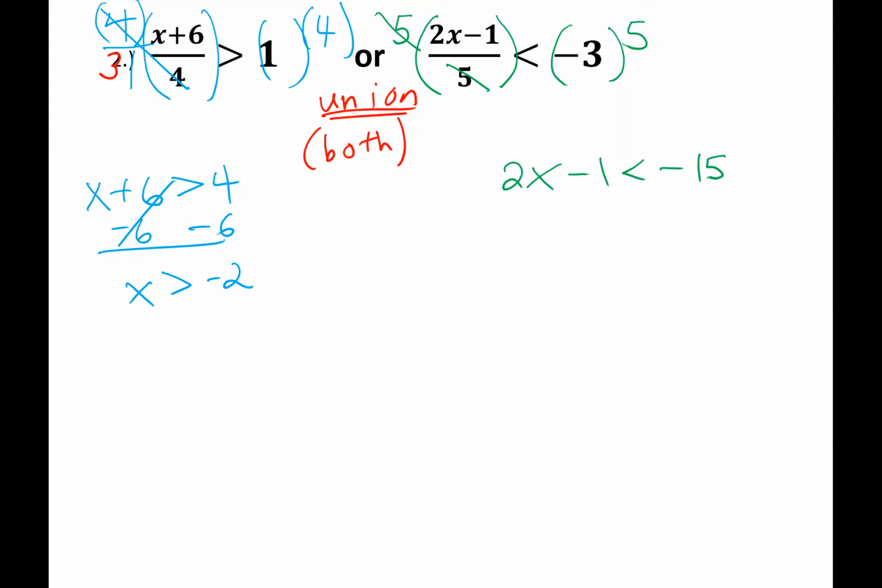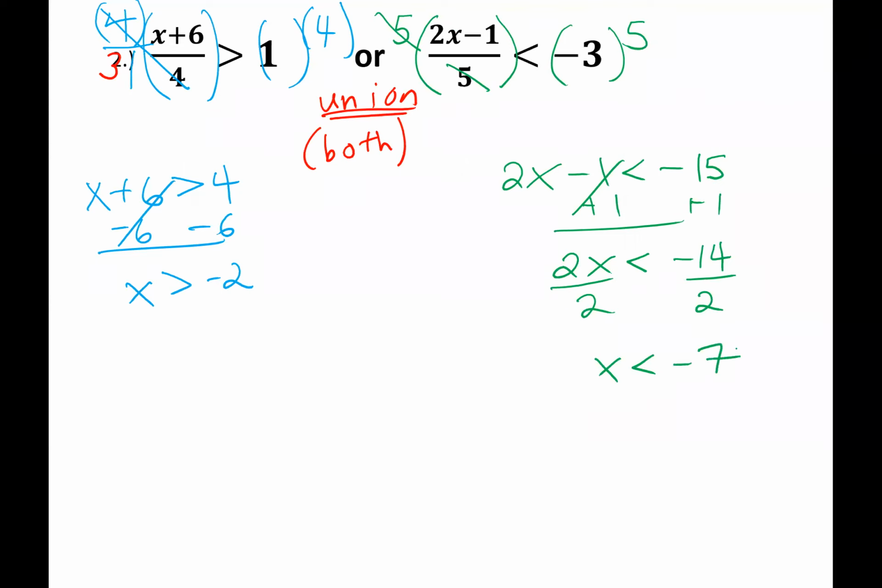So let's work on solving for x. We'll add 1 to both sides. So we have 2x is less than, and then negative 15 plus 1 is negative 14. Then divide both sides by 2. x is less than negative 7.